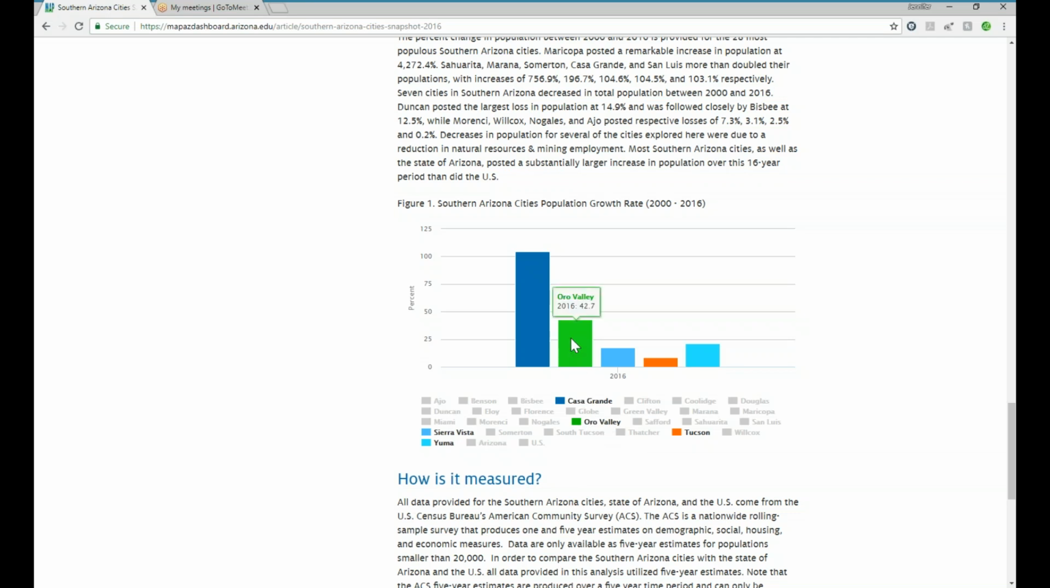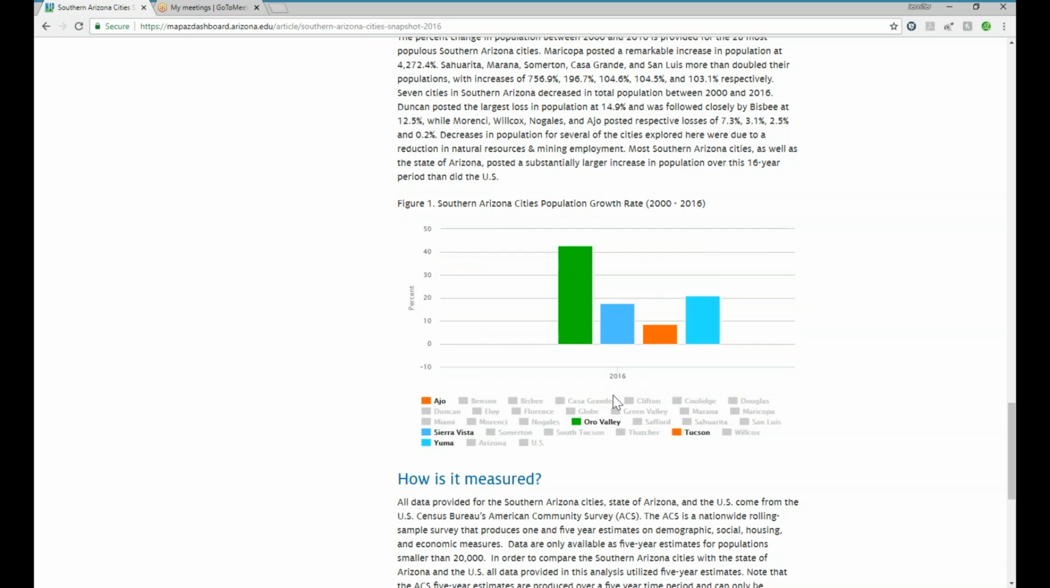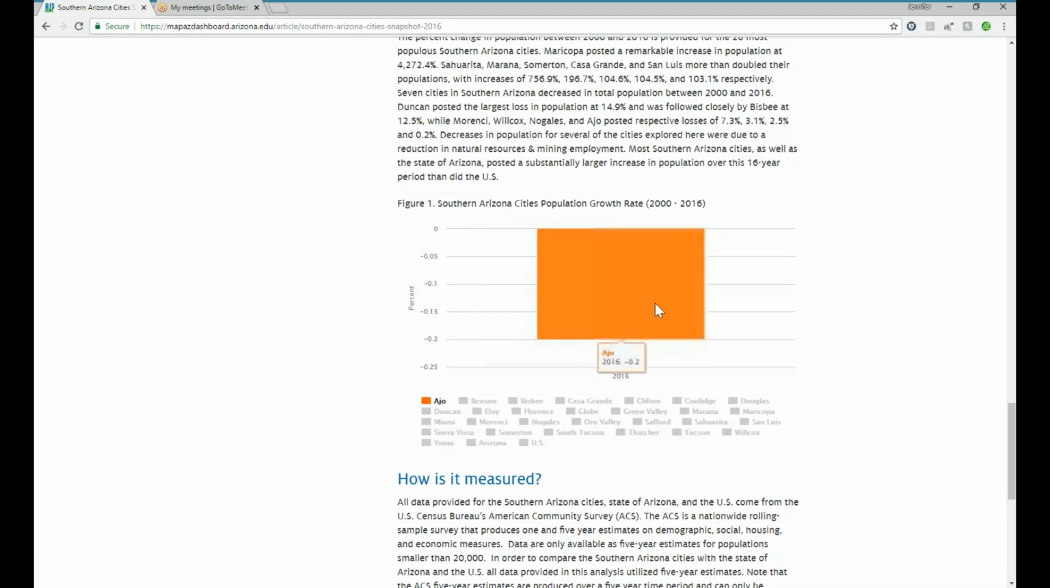But here I clicked on Oro Valley, and you can see Oro Valley increased at 43% during that time period. So all of our graphs are clickable. These grayed out geographies have information available. And if you click back on Ajo, my feeling here is that Ajo probably increased at a very small rate, right? So it actually declined at 0.2%. While if we clicked off all of the other geographies, that bar for Ajo would become visible.